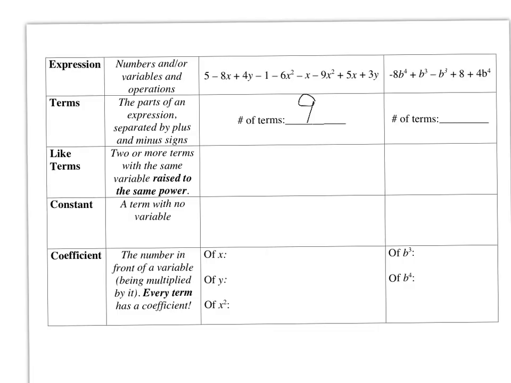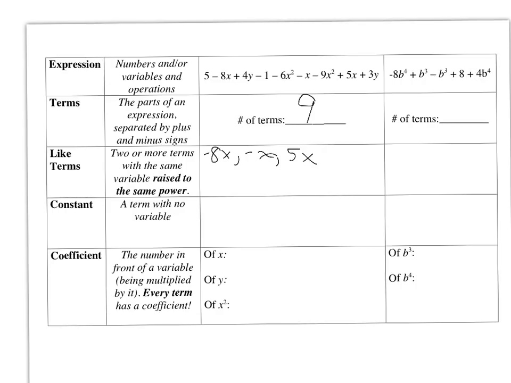Like terms are two or more terms with the same variable raised to the same power. So they have to have the same letter and the same exponent on that letter. So let's start with the term -8x. Notice again how I brought that negative sign that's in front of it, it looks like a subtraction sign, which it is. But when you think of it as a separate term, it's -8x. Let's find all the other terms that are like with that. So the other like terms that go with it would be -x and 5x. Those are all like terms.